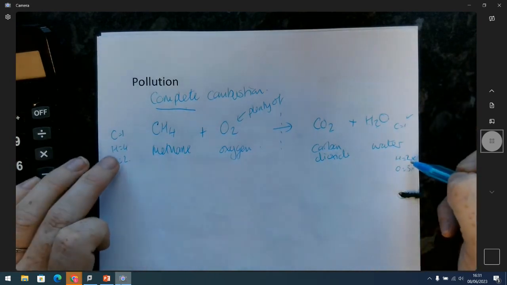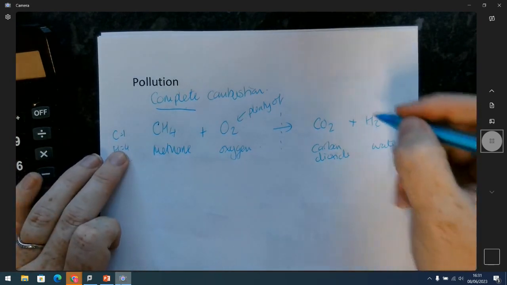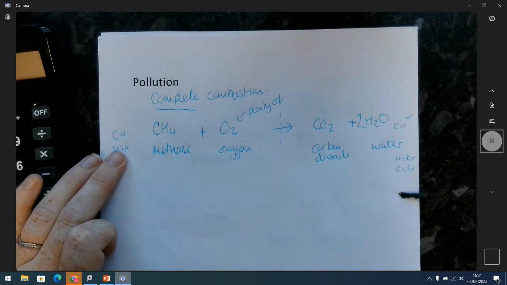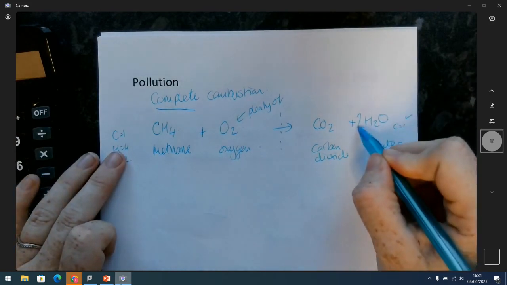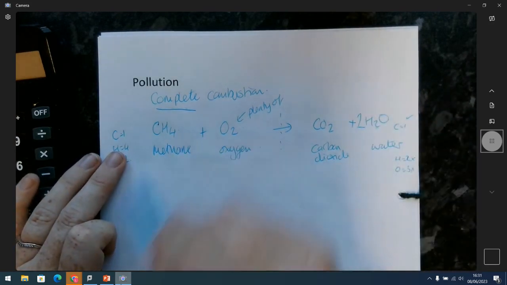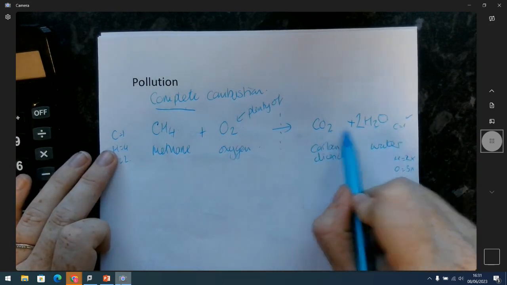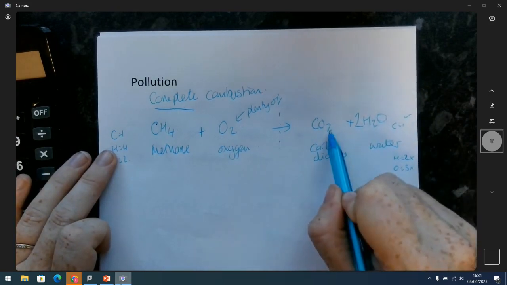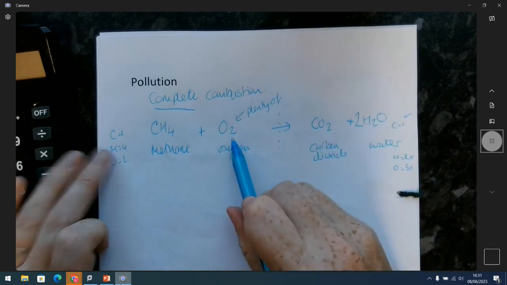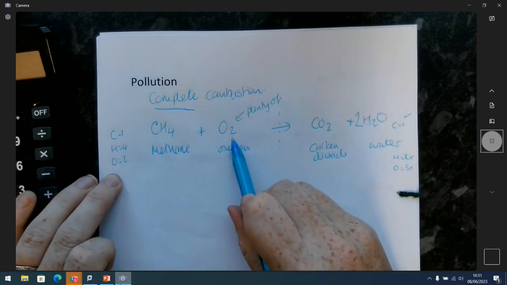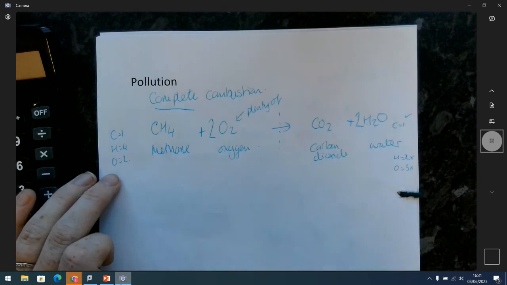So I'll start with my hydrogens. How do I make 2 become 4? Well, I stick a 2 in front of the water. That means I've now got 2 times 2, which is 4. So my hydrogens are now happy. That also now means I've got 2 oxygens there and 2 oxygens there. So in total, I need 4 over this side. So I would put a 2 there.